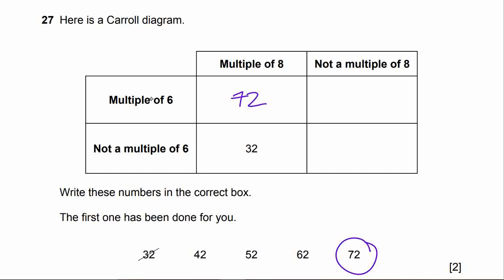Multiple of 6 but not of 8, so only the table of 6. Table of 6 will be 42 here. Not a multiple of 6, so not in the table of 6 is 32, but a multiple of 8. Not in the table of 6 and 8, so it will be 52 and 60.